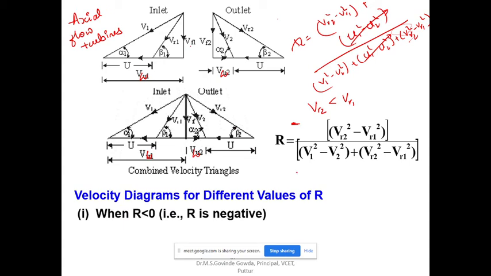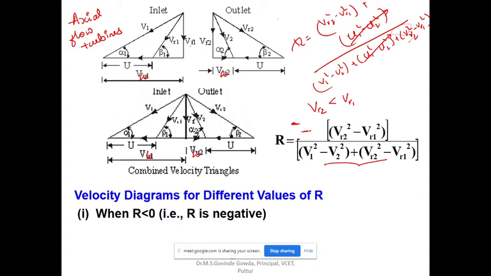Whenever we say R is negative, we want this term to be negative. That means the upper or the above thing should be negative. If the above thing is negative, then the below thing will be positive, because V1 is always greater than V2 in this condition for turbines. So V1 will be greater than V2, and for that reason this is a sum here. Whereas here, what might be the condition for this to be negative?